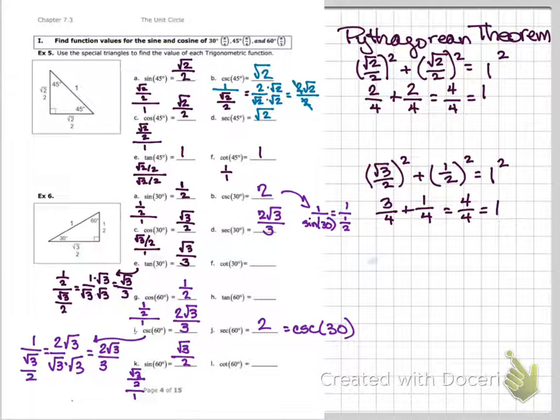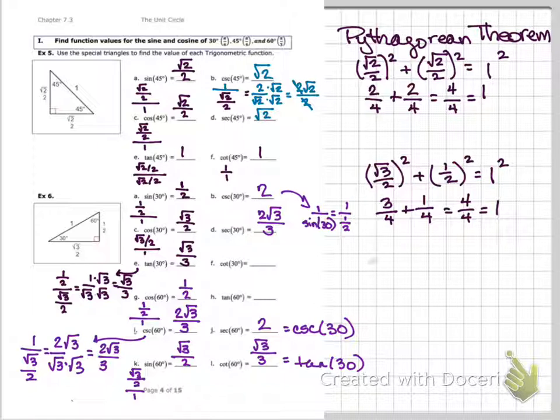Okay, tangent of 30 is going to be equal to the cotangent of 60. So that makes the cotangent of 60 square root of 3 over 3. And so we've got just these little bits left. Tangent of 30 we have. Cotangent of 30 and tangent of 60 we're looking for.